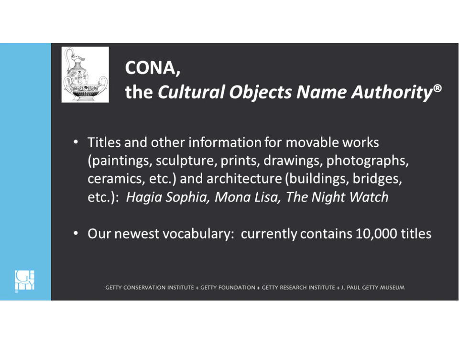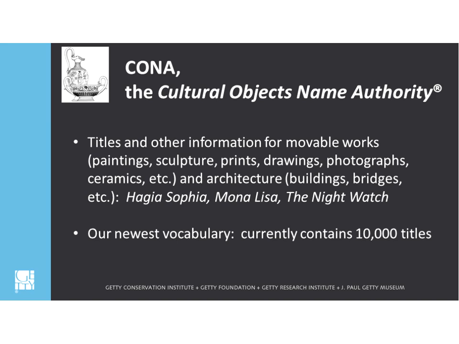And the fourth vocabulary, CONA, includes not only titles, so it's not exclusively a title authority, it's a work authority. Titles and other information for movable works such as paintings and sculpture, things that can move, and then built works like architecture, buildings, bridges, etc. And then there are some examples of work. Hagia Sophia is a famous architectural work. The Mona Lisa, you all know that painting, and The Night Watch is another famous painting by Rembrandt.